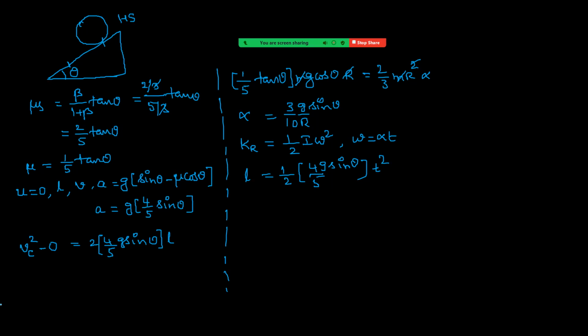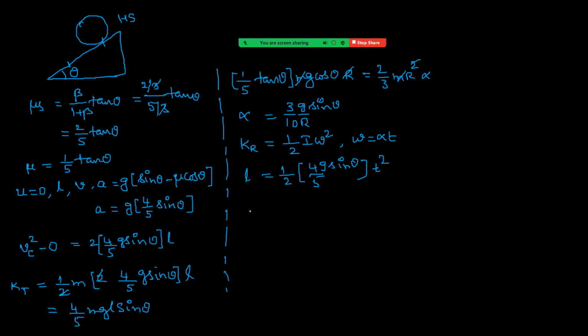So first let me calculate kinetic energy because of translation. Kinetic energy because of translation is equal to half m v_c square, right? I think here 2 can cancel. 2 into 4 by 5 g sine theta into L. 2 gets cancelled. It is now 4 by 5 mgL sine theta. This is the kinetic energy because of translation, right?